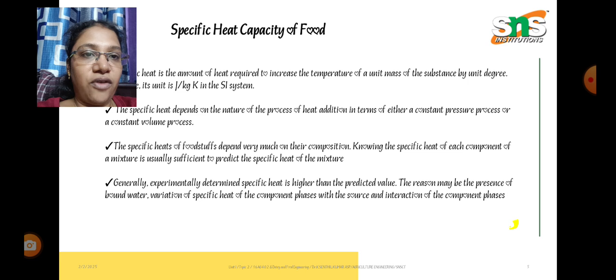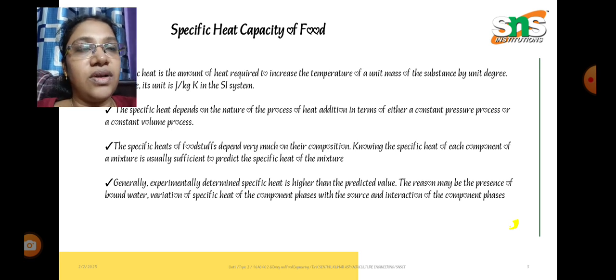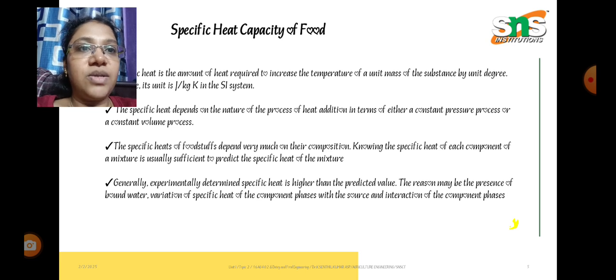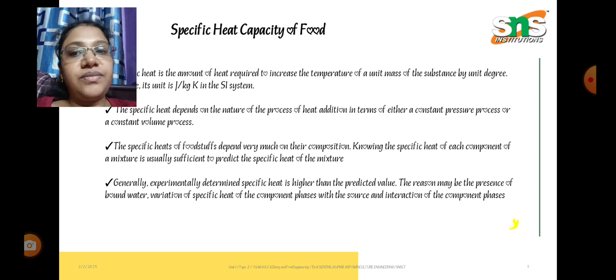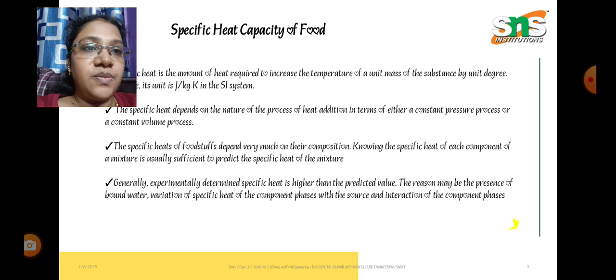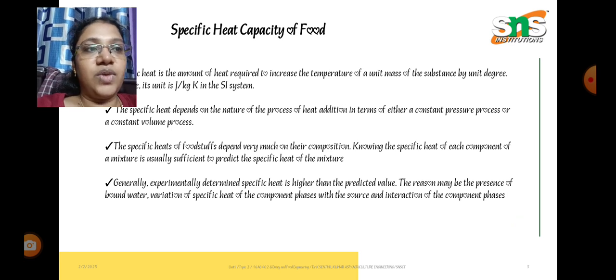The specific heat of foodstuffs will depend very much on their composition. Knowing the specific heat of each component of a mixture is usually sufficient to predict the specific heat of the mixture. Based on each component already present in the mixture, we can deduce how much specific heat is involved. Generally, the experimentally determined specific heat is higher than the predicted value. The reason is the presence of bound water, variation of the specific heat of the component phases with the source, and the interaction of the component phases.